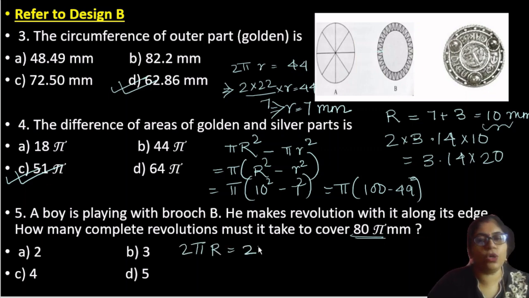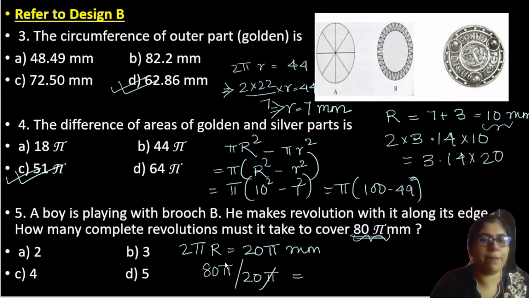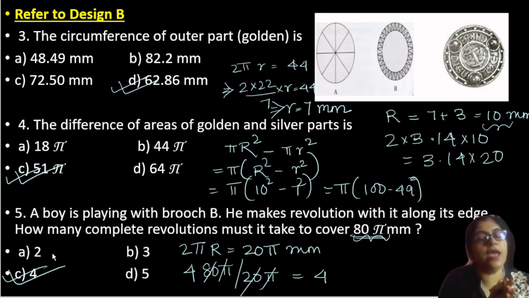That is equal to 20 pi millimeter, and it has to travel 80 pi distance. So number of revolutions equals 80 pi divided by 20 pi. So this equals, pi cancels out and this is 4. So exactly 4 revolutions, and our 80 pi millimeter distance will be covered.